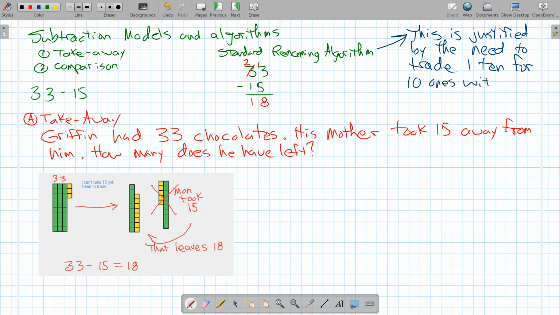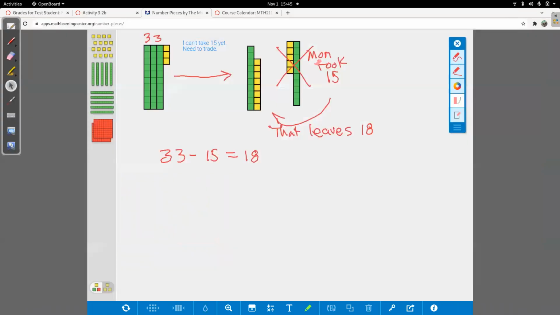With the base 10 blocks. Right, if we use the base 10 blocks to try and do subtraction, there's no way we can get away from trading one block in. So I'm just going to demonstrate that again with the toys and comparison. So that was my takeaway version.